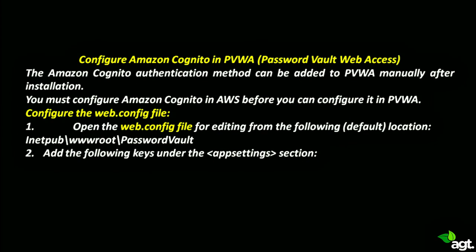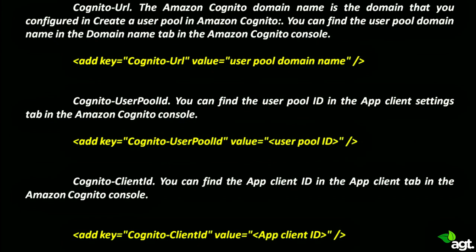Starting from the first step, open the web.config file for editing from the following location, for example inetpub/wwwroot/PasswordVault. The second step is to add the following keys under the appSettings section. For CognitoURL, the Amazon Cognito domain name is the domain that you configured when you created a user pool in Amazon Cognito. You can find the user pool domain name on the domain name tab in the Amazon Cognito console. Add key equal to "CognitoURL" and value equal to "user pool domain name" and close the tag.